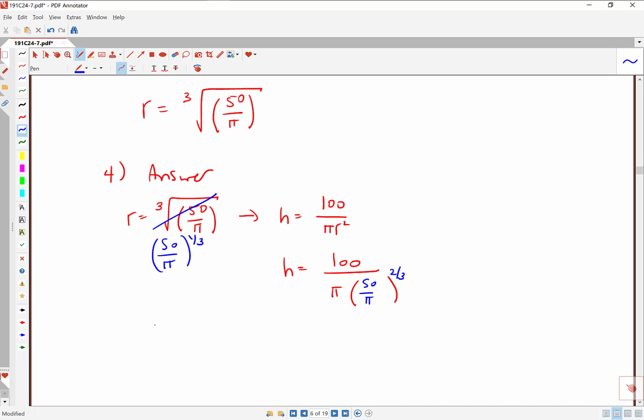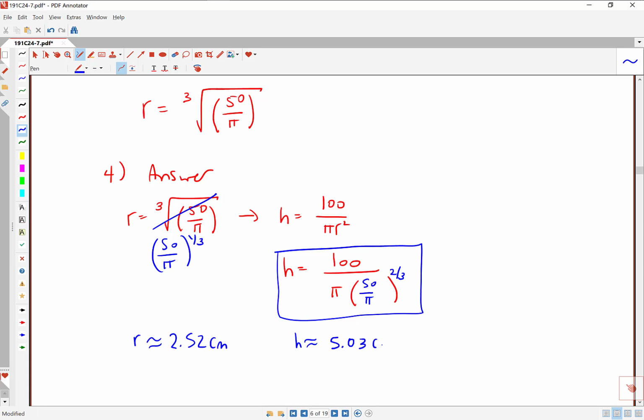So then, if you would like to give a decimal answer, that would be fine. The idea is you just don't want to round off until the end of the problem. So you wouldn't want to round R off and then calculate H, because you'd have a double rounding error. You want to keep H exact, and then from here you can round H and you can round R as well. So if you want to try putting these into your calculator, the values come out to about 2.52 centimeters for the radius, and for the height, it's about 5.03 centimeters. And that gives us our answer.